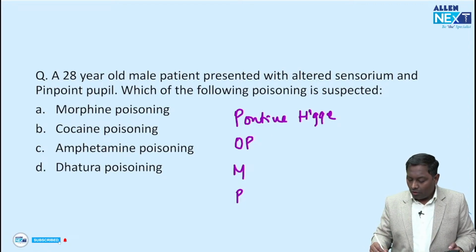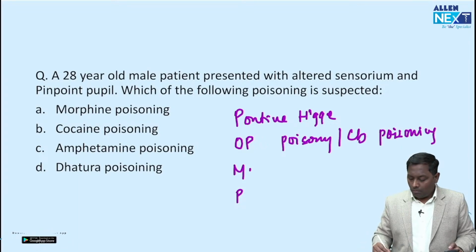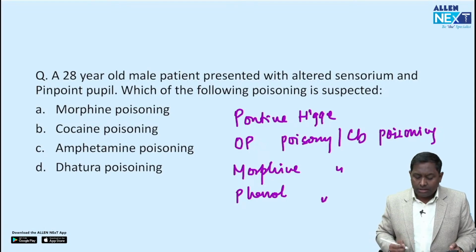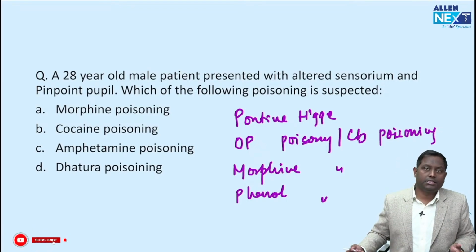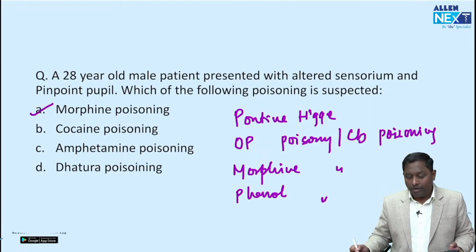It can also be seen in organophosphate poisoning, carbamate poisoning, morphine poisoning. Sometimes they use the term opioid. Again, morphine is opioid only. Also in the phenol poisoning. So this is a very direct question, guys. You can consider this as a forensic question, consider this as a pharma question. It hardly matters, and I'm pretty sure all of you guys have marked morphine here.